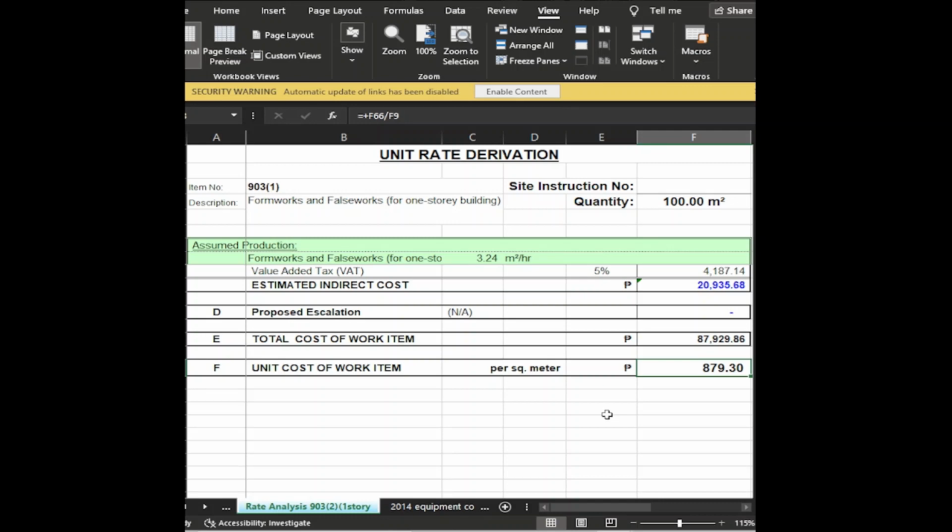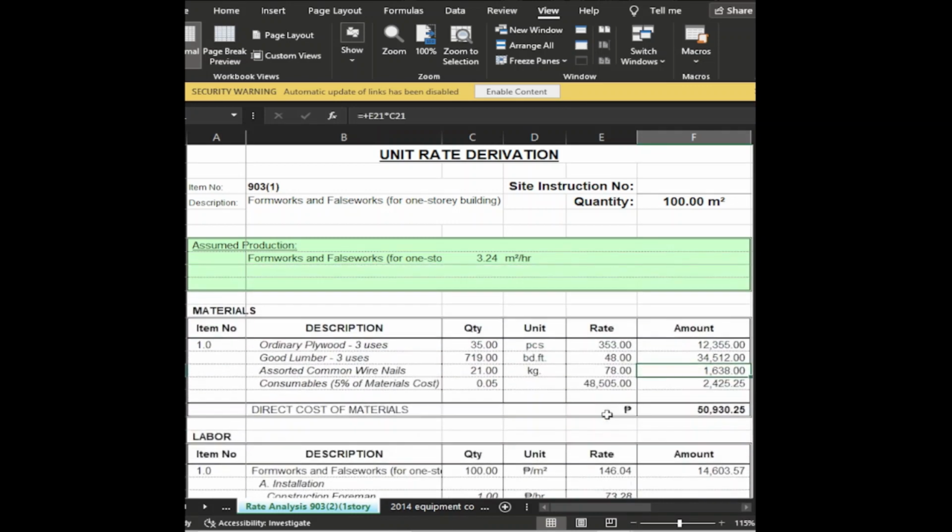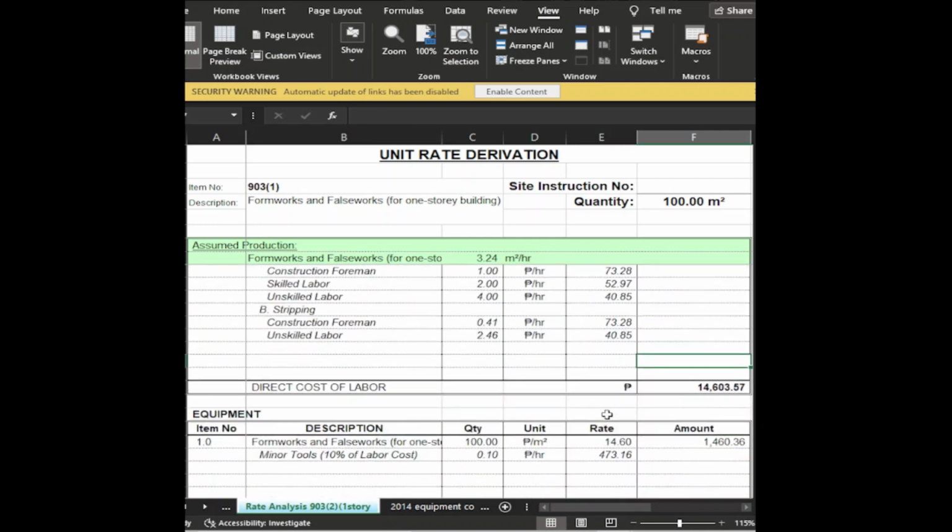So these are all, guys, for our formworks and falseworks for one-story building. And next topic that we are going to take is the formworks for two-story.